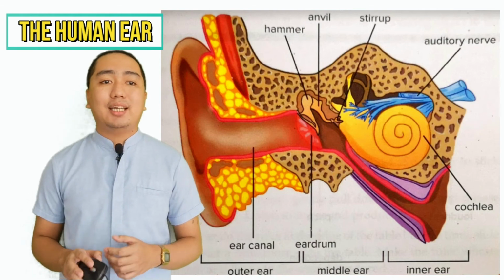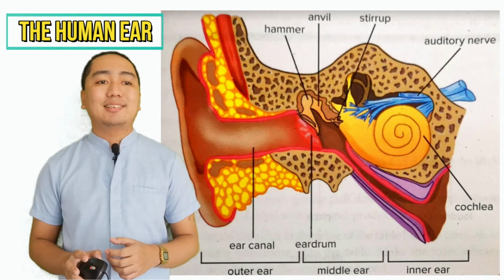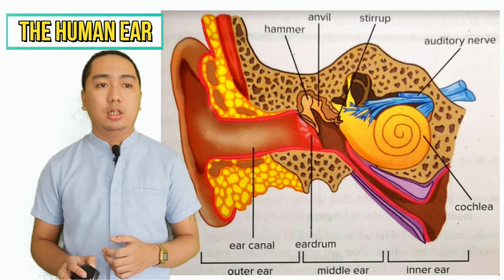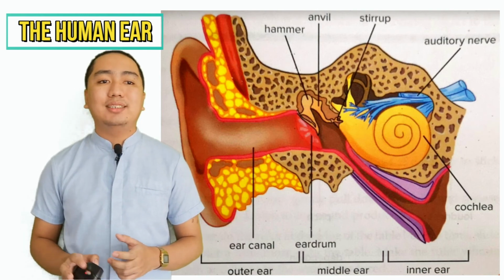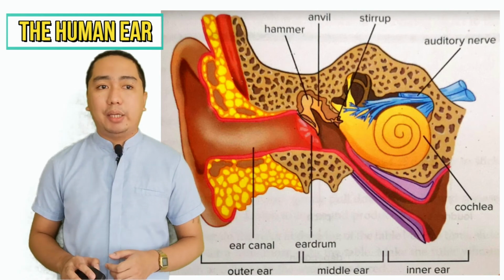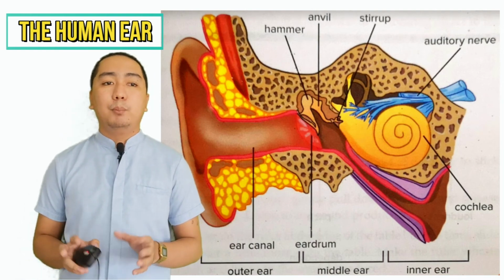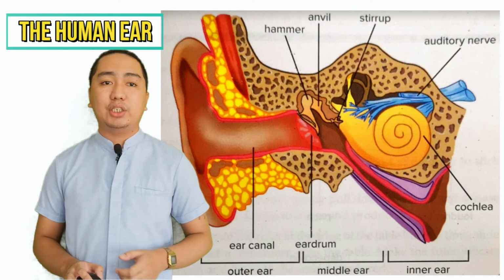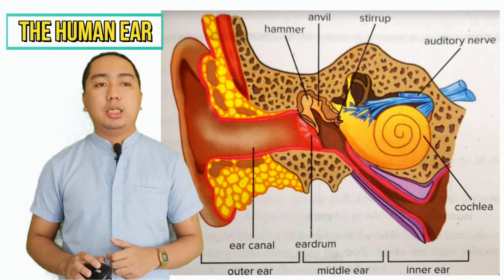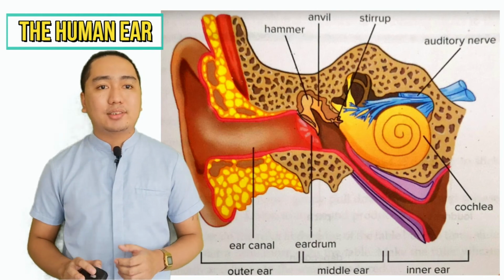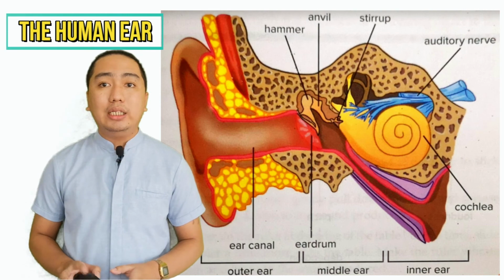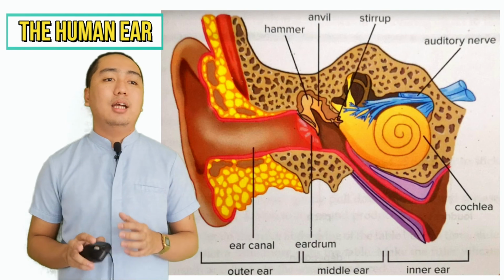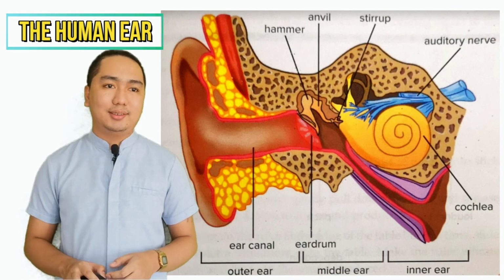When the stirrup vibrates against this membrane, the vibration passes into the cochlea, a fluid-filled cavity that is shaped like a snail shell. It contains more than 10,000 tiny hair cells attached to nerve fibers. When the vibrations move through the fluid in the cochlea, the hair cells move, then turn this vibration into electrical impulses. The electrical impulses are sent to the brain through the auditory nerves. The brain processes these impulses and interprets them as sounds.